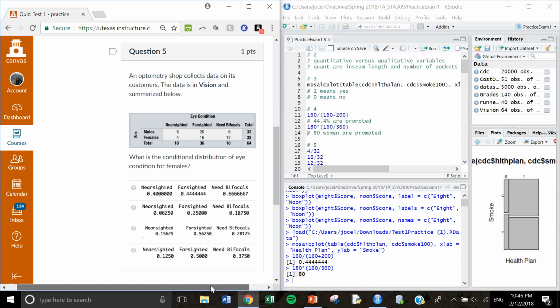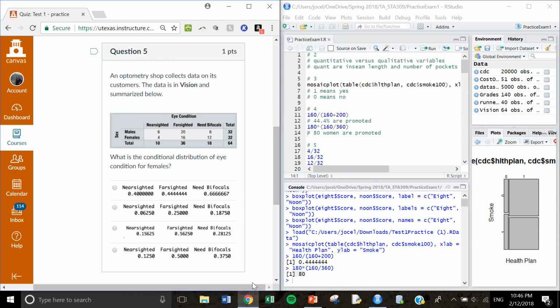Question 5. An optometry shop collects data on its customers. The data is on vision and summarized below. What is the conditional distribution of eye condition for females? So we're looking at conditional distribution, which means we're looking at the females row. I only care about the conditional distribution of the females row. If we were looking at a marginal distribution, we would be looking at something in the margins.